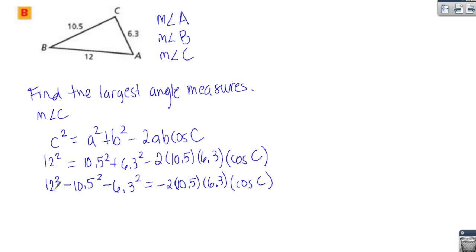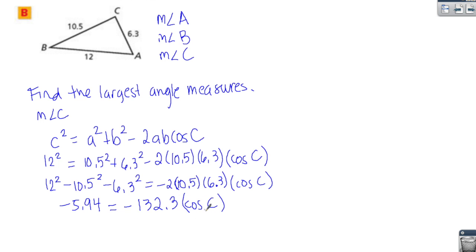Some of you will simplify the left-hand side, and then simplify the first 3 terms by multiplying them already. So we can take that step. I found that if I simplify just the left-hand side, this will result in -5.94, and that's exact. There was no rounding involved. And when we multiply the other side, multiplying -2 by 10.5 and 6.3, just those 3 values together, it results in -132.3. And then of course your cosine C is still there.